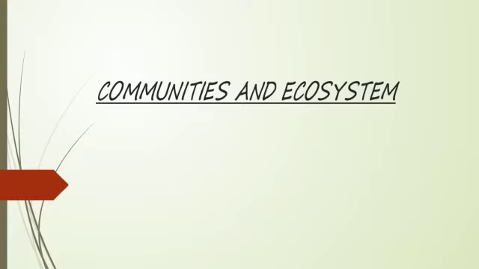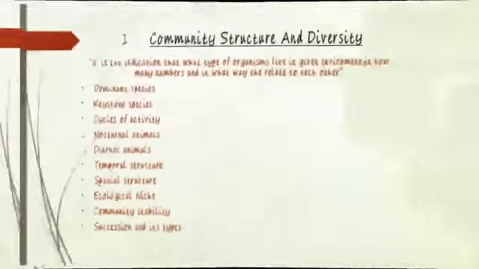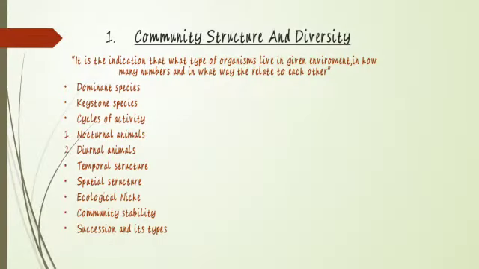Communities and ecosystem. Communities and ecosystem contains community structure and diversity, ecosystems of the earth, and ecological problems. Let's start discussing one by one. First of all, we will discuss community structure and diversity.